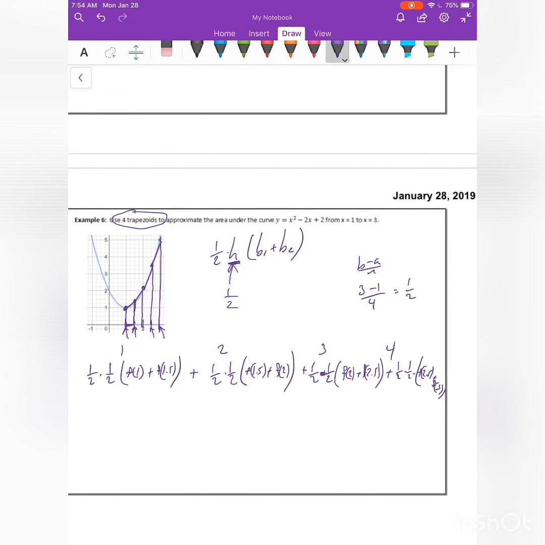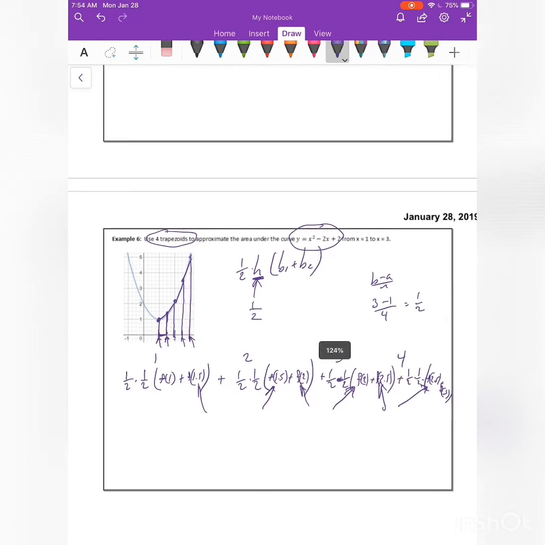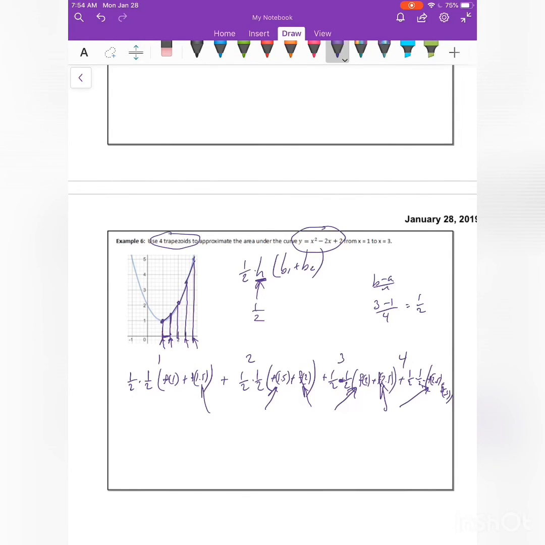And again, each one of those can be figured out in your calculator. Here is your f, your function. And plugging in 1, 1.5, you'll see that these numbers repeat themselves. So you don't have to plug in every single one of them. Once you find one, it'll help you out with the next one. So that's the trapezoidal rule, and you can see why we would use it. It's a little bit more accurate.